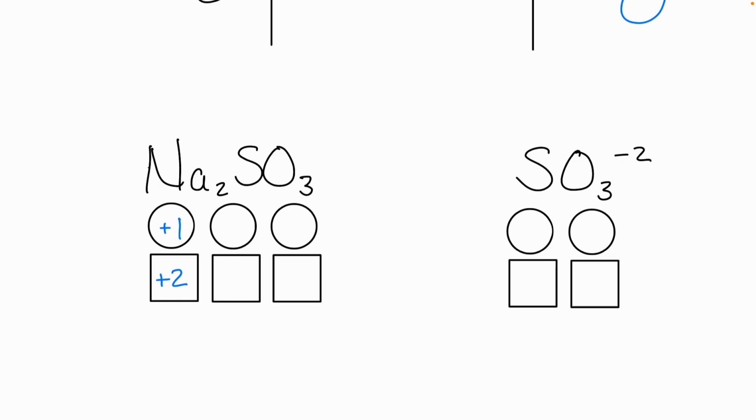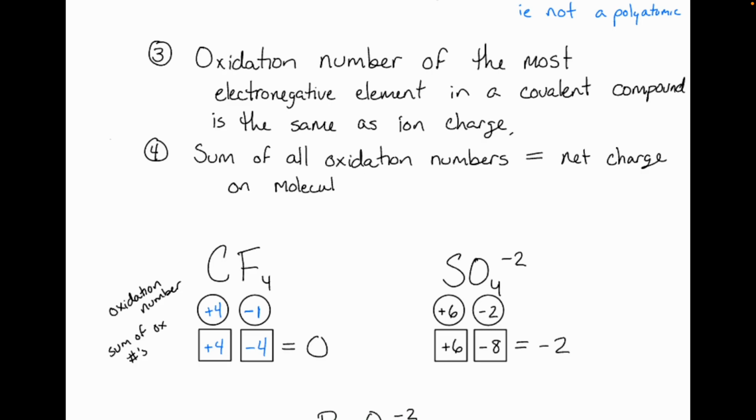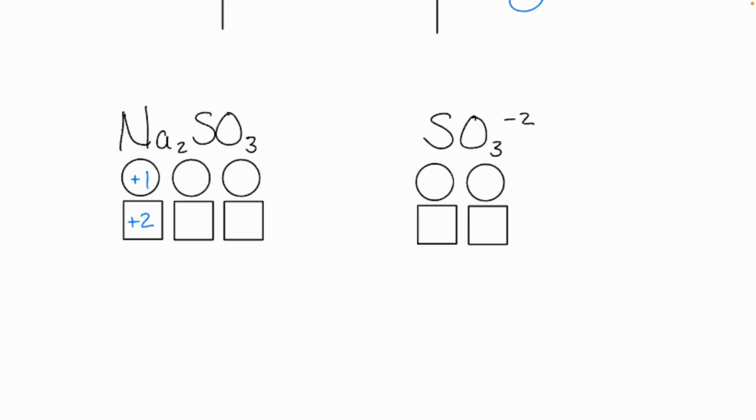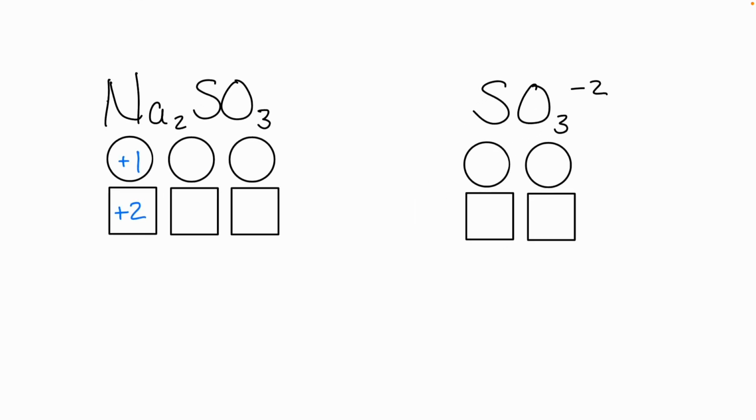Okay? But for my polyatomic ion, now I got to go to my next rule here. The oxidation number of the most electronegative element in a covalent compound is going to be the same as the charge of that element when it's an ion. So, we kind of already did this one. Anyways, what's going to be the more electronegative element, oxygen or sulfur?